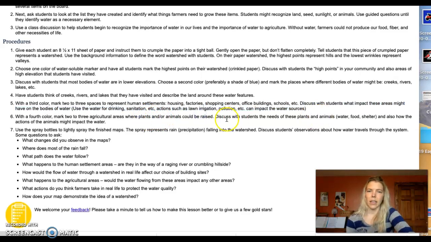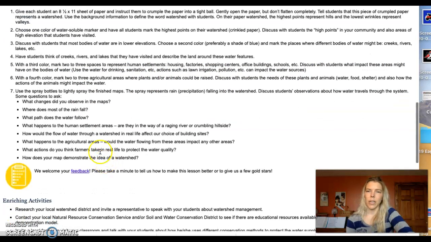Okay, and then they'll use their spray bottle to spray the water, and then they'll notice some changes. They're going to notice the path that the water flows. And then we'll talk about that, and is that a good thing? Is that not a good thing? Most cases it's not a good thing. So what can we do about it?